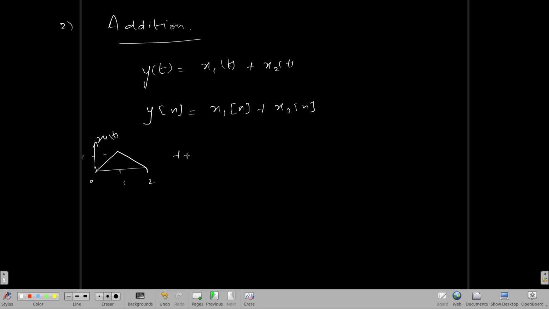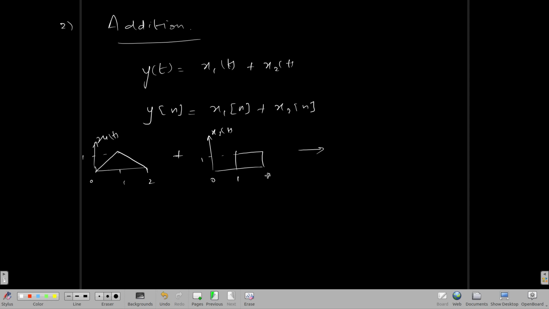Okay, we are adding it to another signal which looks like this, right? So this is 0, this is 1, this is 2, and this is also 1, x2 of t. So what happens? We have to add this, right? When we are adding this from 0 to 1, what is there? For every point of time where either of the signal exists, you have to add, right?